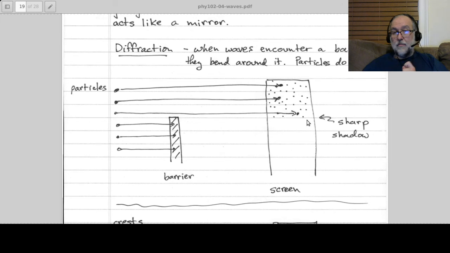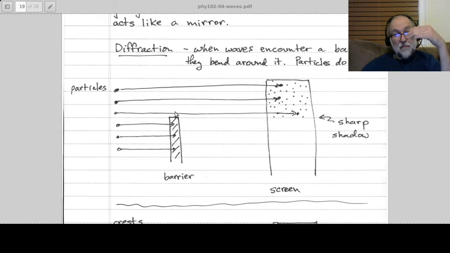It doesn't matter, it doesn't make it to the screen. Okay, now I'm not going to just shoot a few particles. I'm going to fire a whole bunch of these, so many that I'm going to get a pattern. And the pattern that I'm going to see is that up here I'm going to have a whole bunch of spots where particles landed on the screen, and then I'm going to have this sharp shadow here. Okay, and that sharp shadow corresponds to the edge of the barrier right there.